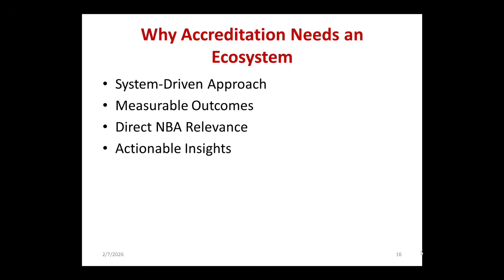So why does accreditation need an ecosystem? Definitely system driven approaches are required, then measurable outcomes are required from the new NBA criteria related pro forma, then direct NBA relevance is required, and actionable insights are required. Whatever proofs are required for all these four points can be generated with the help of student chapters as well as professional societies.